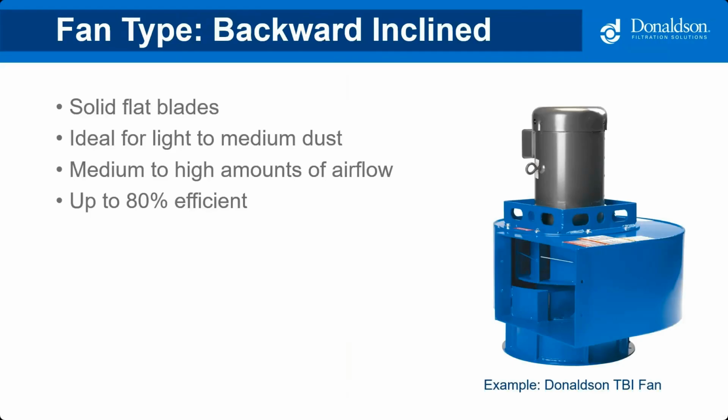So there are two basic types of fans used in laser cutting, the first being a backward inclined. It has solid flat blades and is capable of handling light dust and medium to high amounts of airflow, like those generated during the laser cutting operation. It's up to 80% efficient, and on the slide shown here, you are looking at an example of what a backward inclined fan might look like.